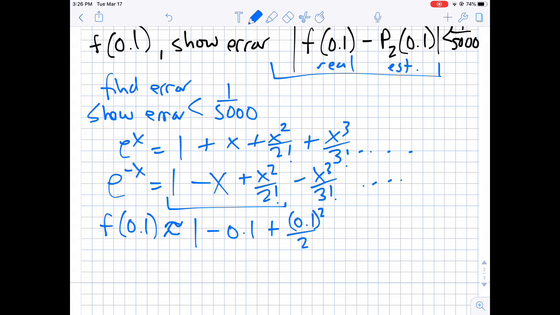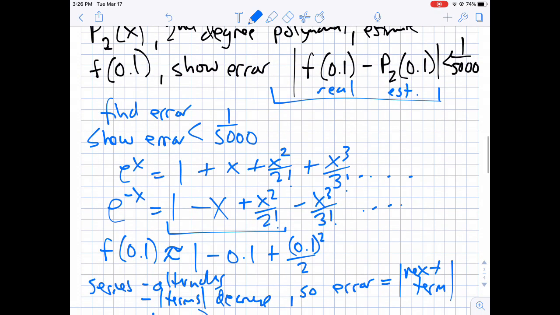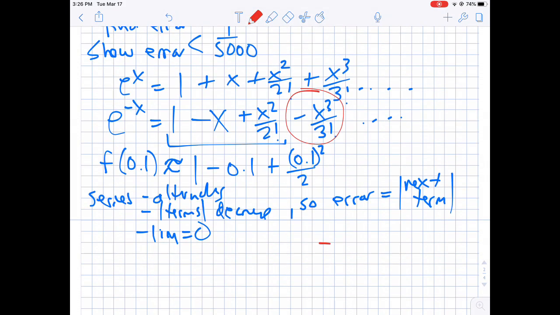Okay, so this series, again, we want to list the three conditions. The series alternates, the absolute value of the terms decrease, and the limit is 0. They're going to look for you to write all three of those qualities out on a free response. So that means that the error is the absolute value of the next term in the series. Okay, so we go back to the next term of the series. That would be the x cubed over 3 factorial term. So it's going to be the absolute value of negative 0.1 cubed divided by 3 factorial.